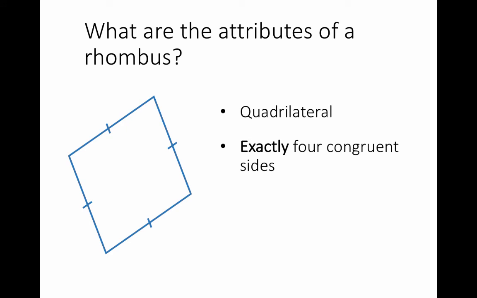We have already seen that the fact that a rectangle has 4 right angles is sufficient to prove that it's a parallelogram. It turns out that having exactly 4 congruent sides is also sufficient to show that a quadrilateral is a parallelogram. This fact allows us to make a prediction about the angles of a rhombus. Pause the video and think or talk about it. See if you can make a prediction about the angles of a rhombus.